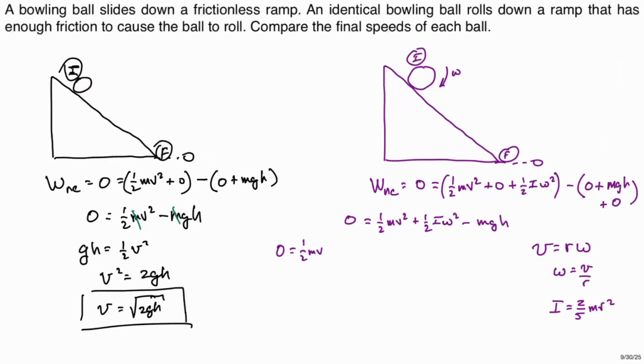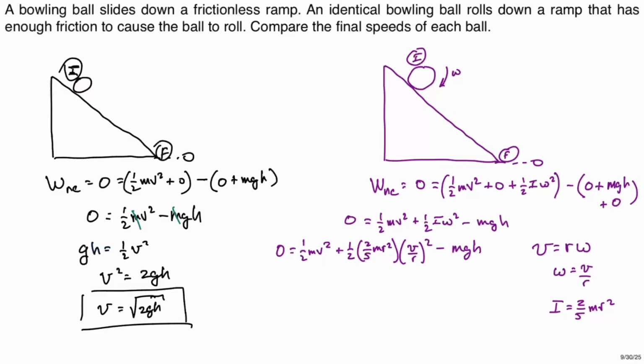1/2 mv squared plus 1/2, and now my moment of inertia from the table, 2/5 mr squared. And then I put in omega squared. Omega is v over r quantity squared minus mgh. And it's like my life is over. Like, this got a lot worse, right?